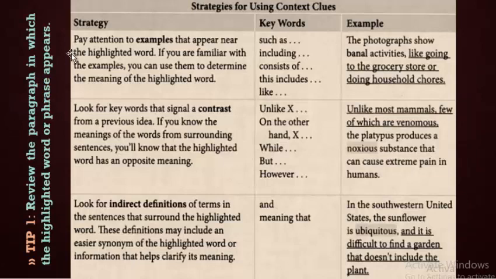Okay, tip 1. This table refers to tip number 1, which is elaborating strategies for using context clues. A strategy here, we have got three. Keywords, three. Examples, three. Number 1, pay attention to examples that appear near the highlighted word.